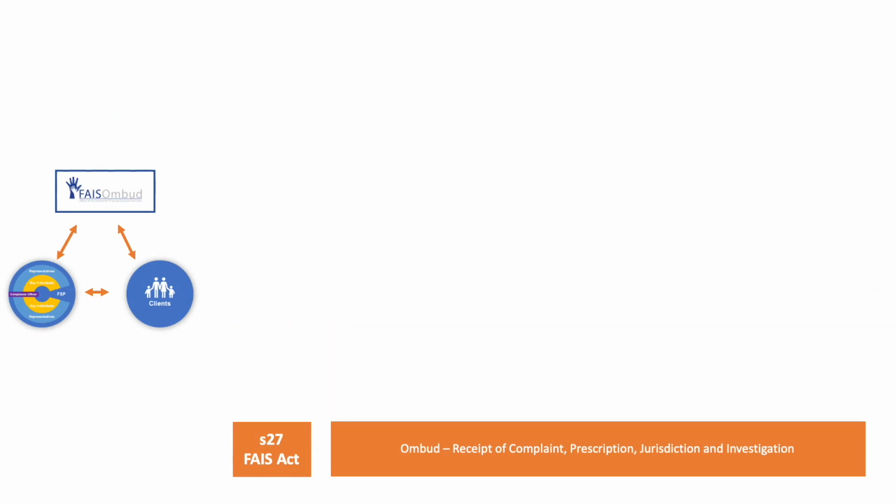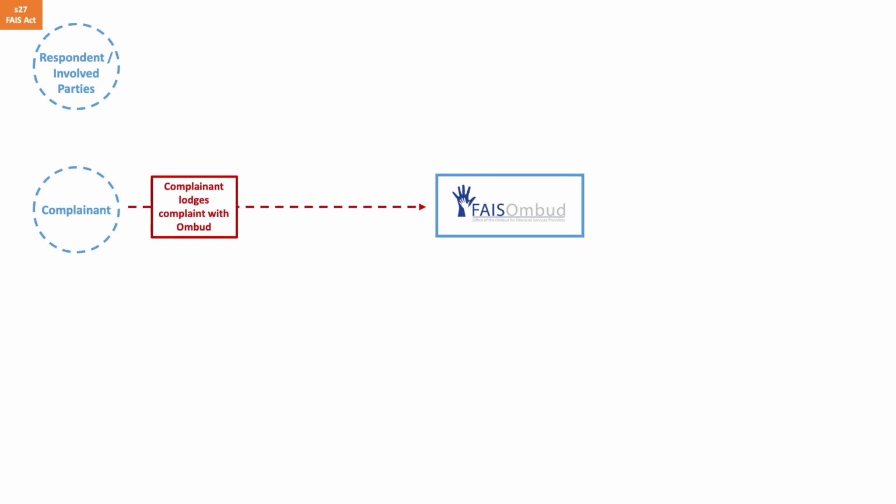Lastly, let's look at Section 27 of the FAIS Act, which covers what processes are followed by the Ombud Office in terms of receipt, the prescription, jurisdiction, and investigation of a complaint. Remember, we have our three parties as before, being the FAIS Ombud, the client, also referred to as the complainant, and the FSP, also referred to as the respondent, and/or involved parties, which may be the key individual and/or representative. The complainant lodges their complaint with the FAIS Ombud, as discussed previously in this video.